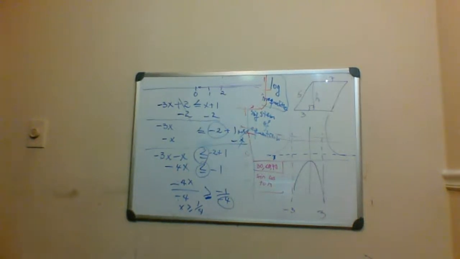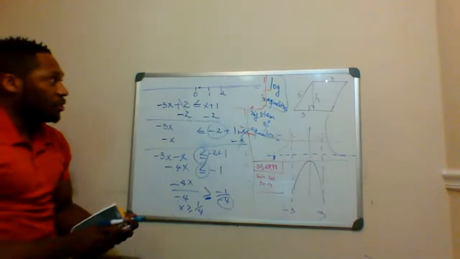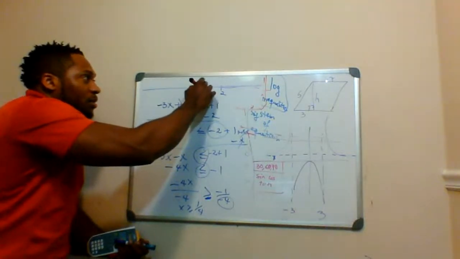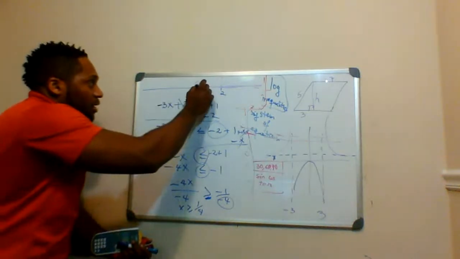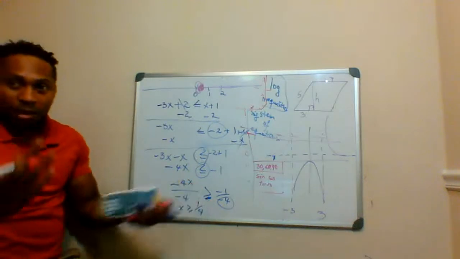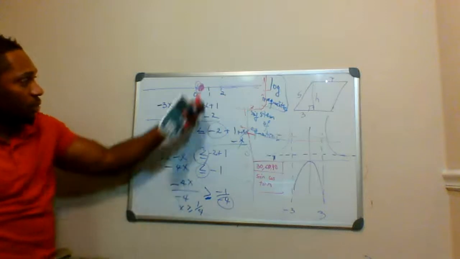All right, so it's actually a closed circle. Closed means it's going to be part of the solution. Open means it's not going to be part of it. That's why we have closed for greater than or equal to or less than or equal to. It's going to be a closed circle. So that's what we have.